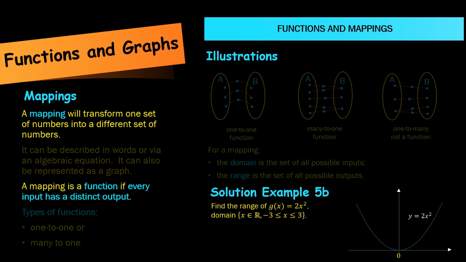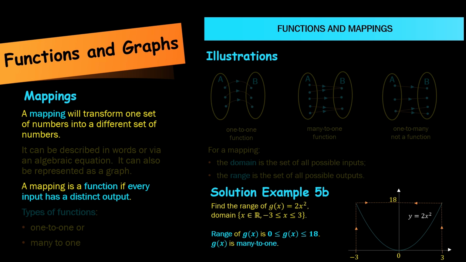Here's a sketch of y equals 2x squared. We of course have x in the real numbers and x between minus 3 and 3. The value 3, as shown in the graph, is mapped to the same value that minus 3 is mapped to. And this value is 18. 2 times 3 squared is 18, and also 2 times minus 3 squared is 18. Therefore, the range of g of x, as we can see from the diagram, is g of x greater than or equal to 0, but less than or equal to 18.